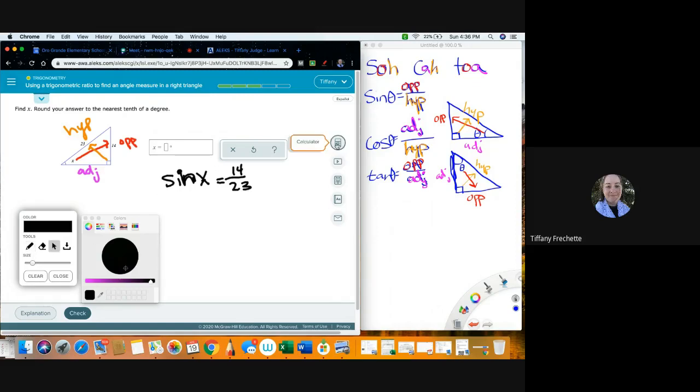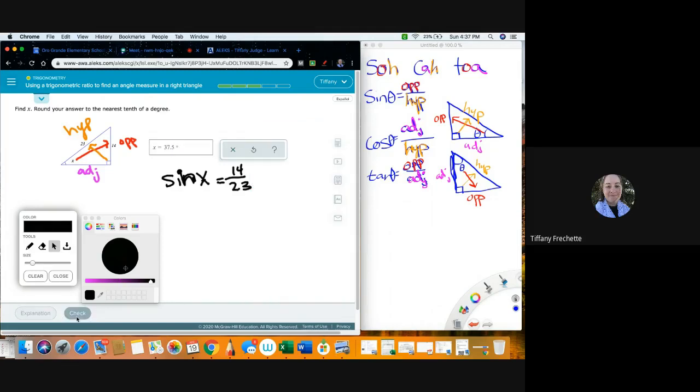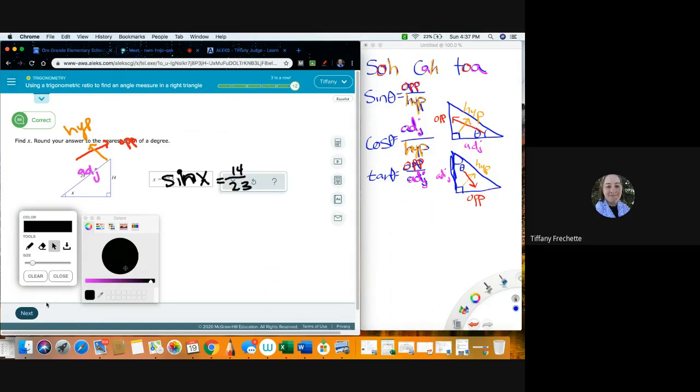Let's go ahead and go to our calculator. We have 14 divided by 23 equals, and then I'm going to hit sine, but make sure it's arc sine, and then equals. So we're rounding to a tenth, so we have 37.4. The next number is a 9, so that means this number is actually closer to 37.5 than it is to 37.4. So we want to do 37.5. Check. All right, we finished another one. Yay.